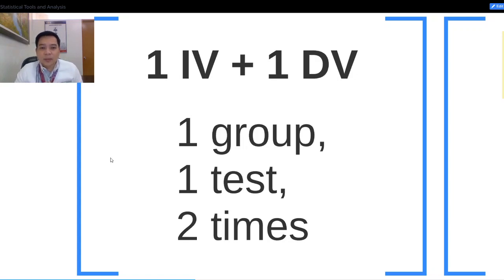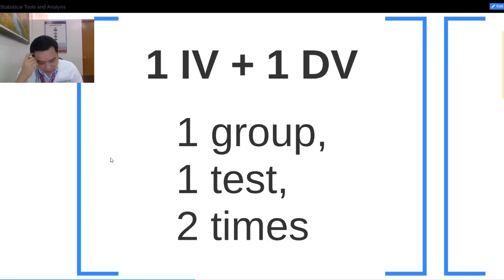Later on, I'll be talking about it. But in the analysis of group tested times, you see there that you have only one group, the experimental group. You have only one test, the test on that experimental group. And that test was given during the pre, or prior to the experiment, and then after the experiment. That's why you call it two times.